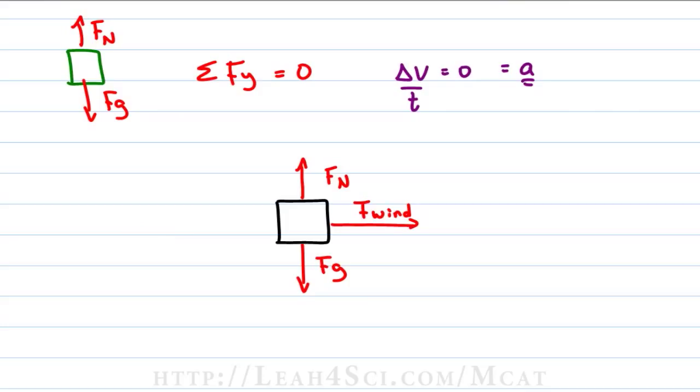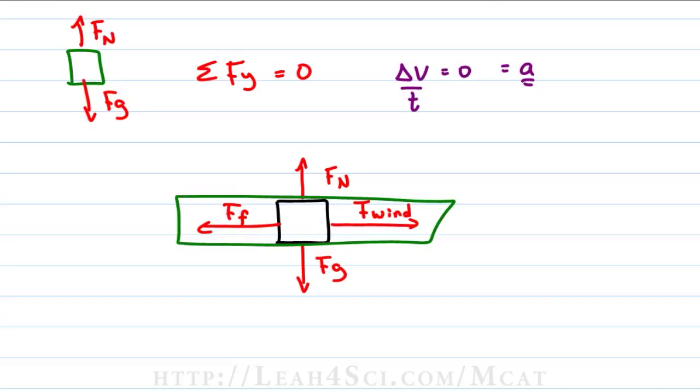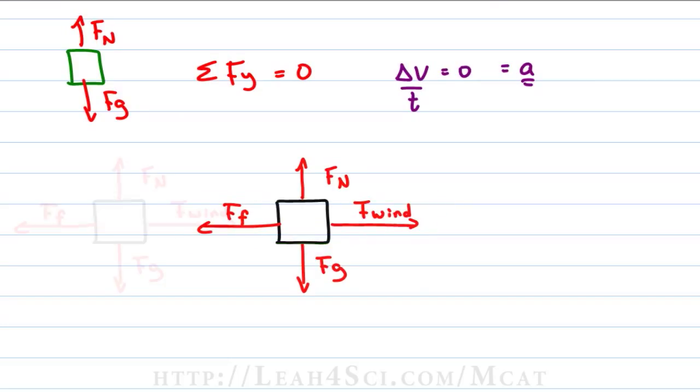But now let's say the block isn't moving despite the wind trying to push it. We can show that the force of friction is countering the force of the wind. Now, this object here is in equilibrium. So all you do is set these equal to each other, regardless of positive or negative, and let me show you how that works out.